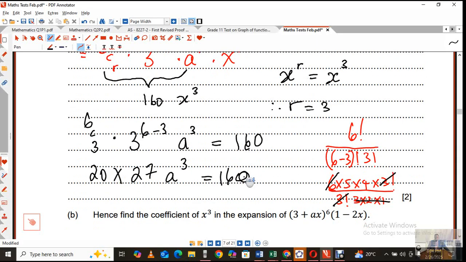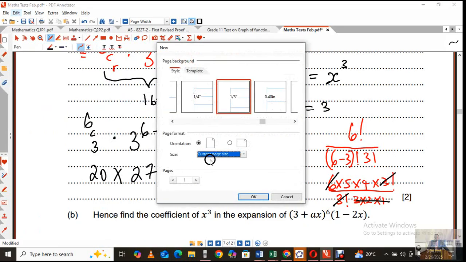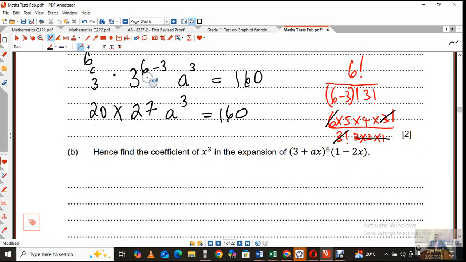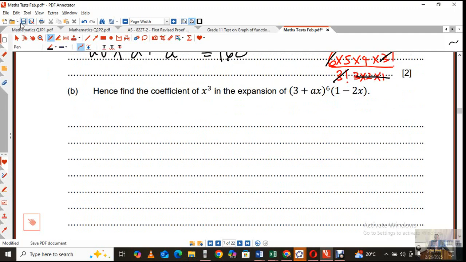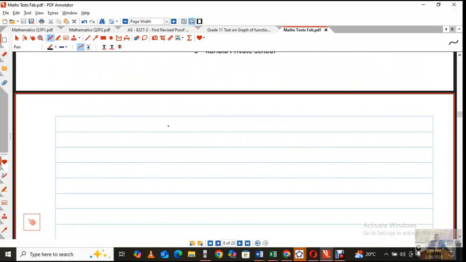Again, let me just add a page there. So I will be coming back, obviously, to do part B. Just because of space, I'm going to insert a page or append a page, just so that you can follow what I'm doing. So again, I'm going to come back to part B of the question. Right, so now that we have 20 times 27 times a cubed, that is equal to 160.